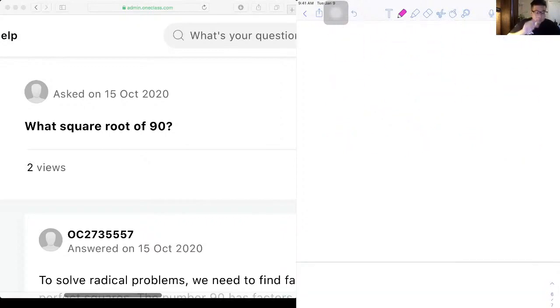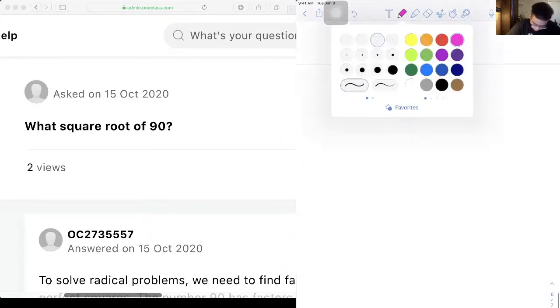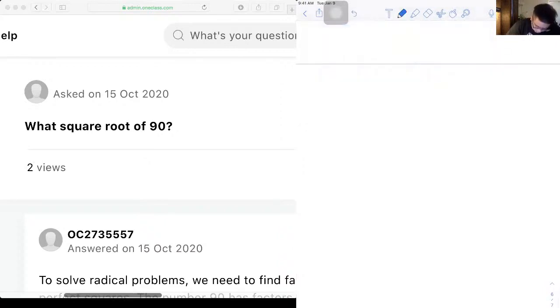So the next one is asking us what's the square root of 90. Okay, let's copy that down. Square root of 90. In order to solve a radical problem, we need to find factors of the number that are perfect squares.